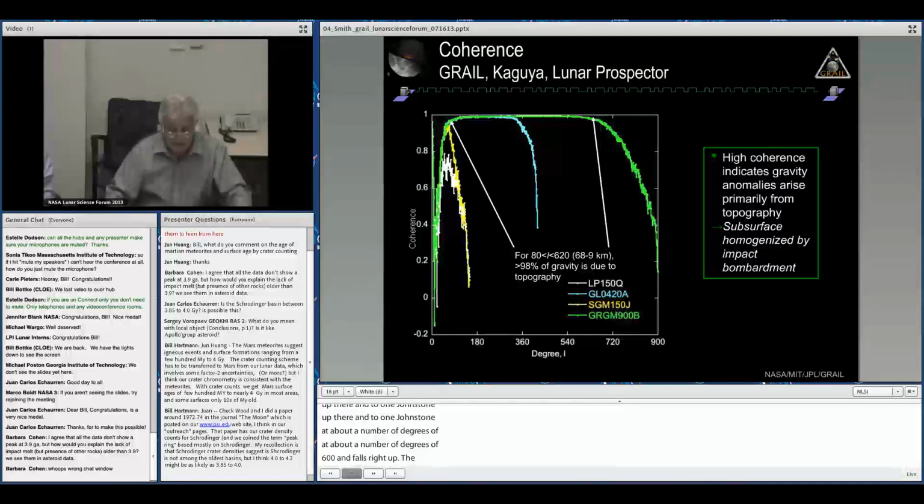The importance of this chart is that if you look at the yellow curve on here, which is the state-of-the-art until a little while ago from the earlier mission. 2 minutes left. Thank you.